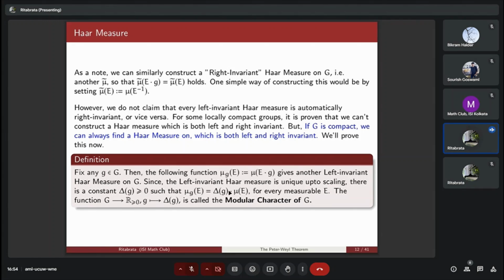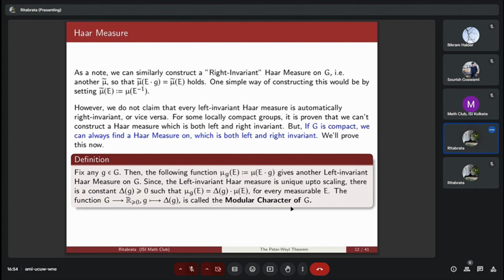We call this scalar delta of g. This is a function from G to R non-negative, that is, g goes to delta of g. We call this the modular character of the group. In the representation of locally compact groups, we'll see that this function is very important. For compact groups, we'll see that this function is trivial, but for locally compact groups, it might not be trivial, and how this function becomes of great importance.